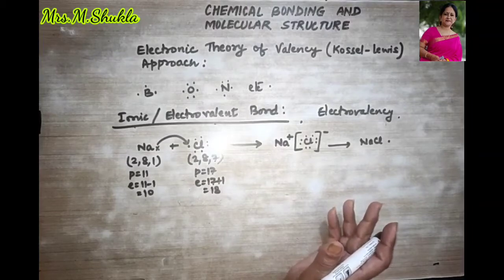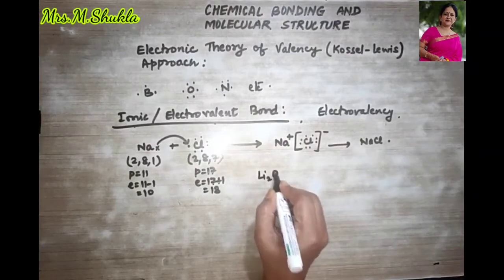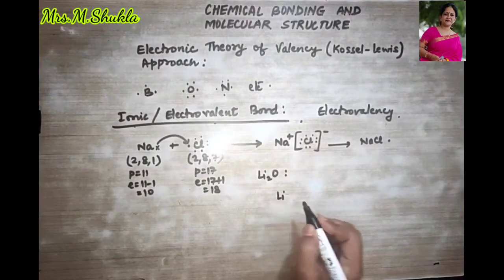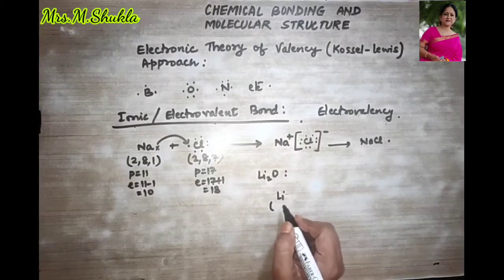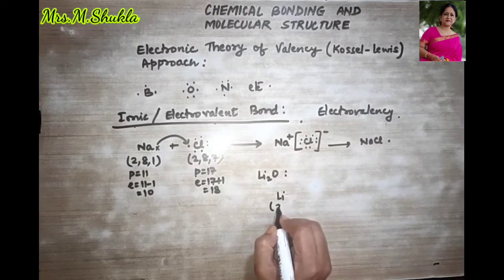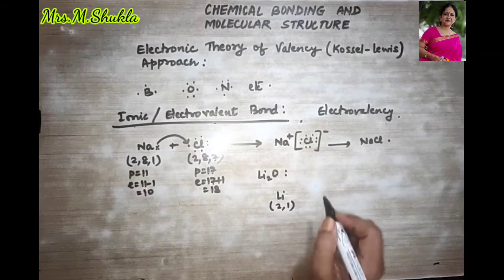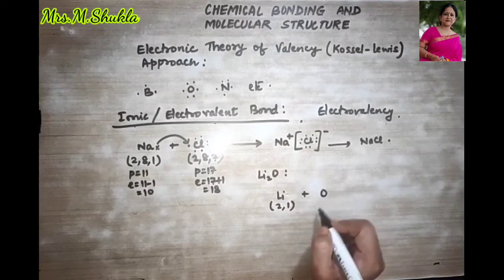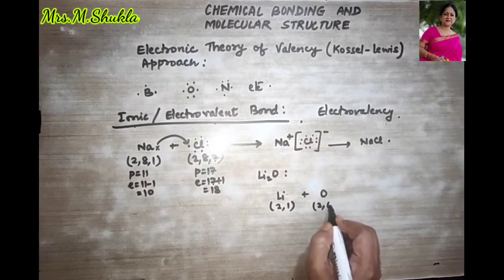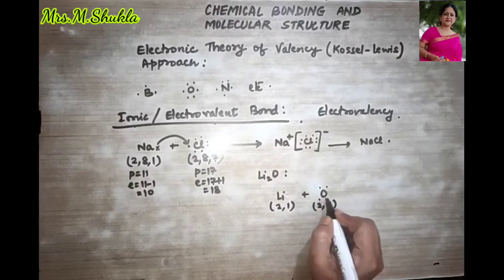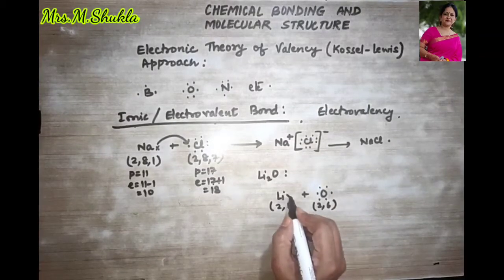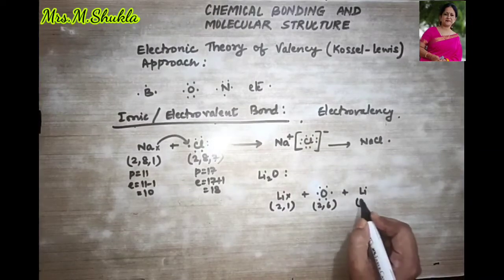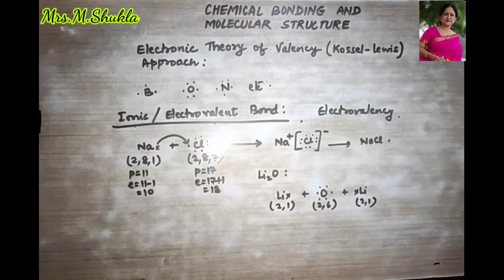I'll give you one more example. Lithium oxide. Okay, so over here, lithium, what is the atomic number? It is 3. So 2, 1, right? It has to combine with one oxygen. Oxygen atomic number 8, 2, 6, 1, 2, 3, 4, 5, 6. Sorry, I forgot to write over here. Plus there are 2 lithium. So lithium 2, 1, right?